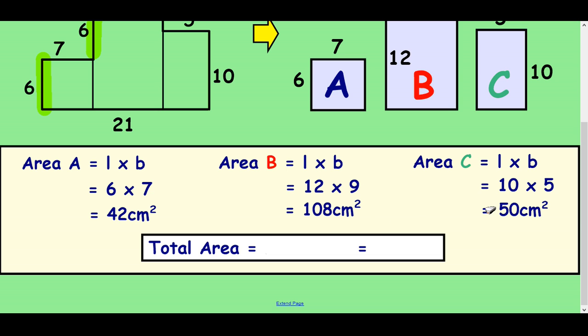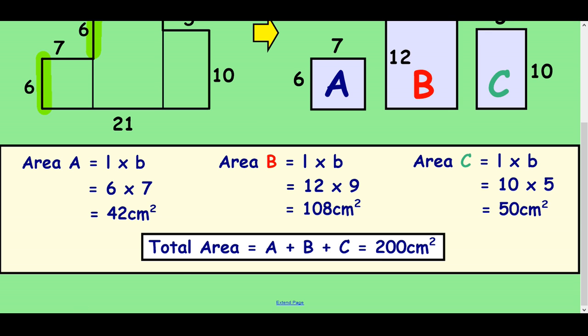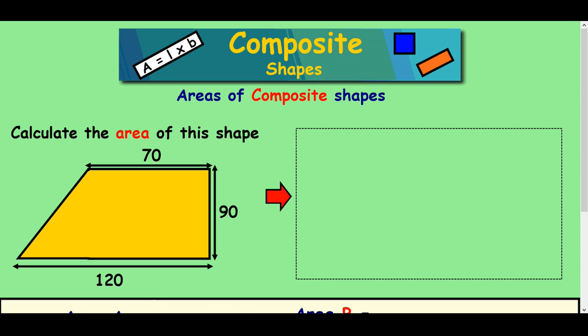Now if I add all these answers up, you can write 42 plus 108 plus 50. You'll get an answer of 200 centimeters squared. It's a wee bit tricky to get the 12 there. Okay. Right, let's look at another example here.